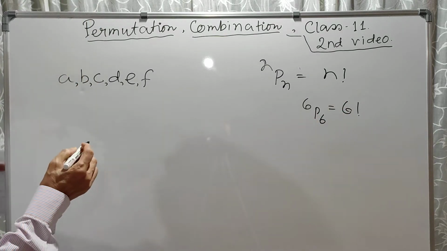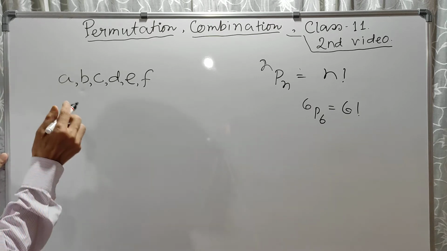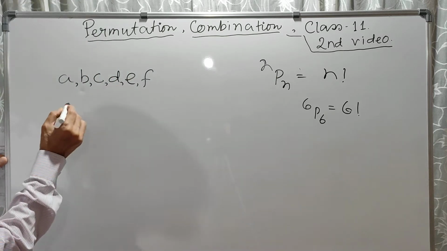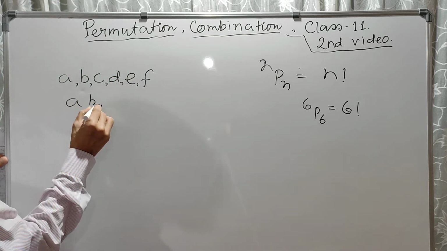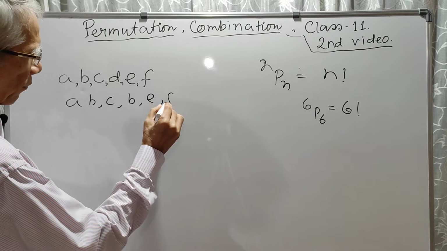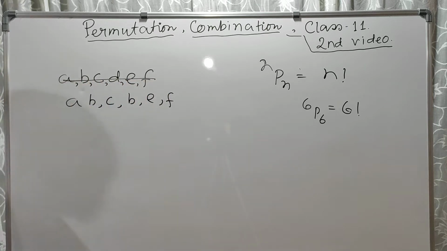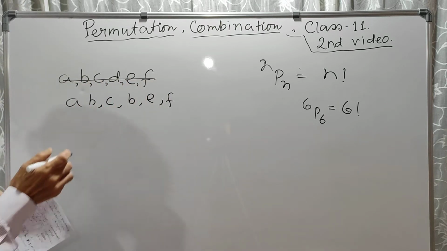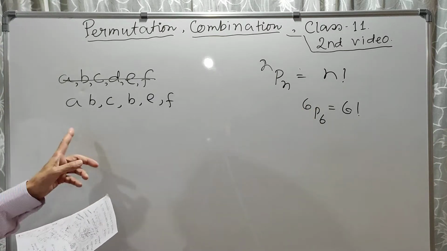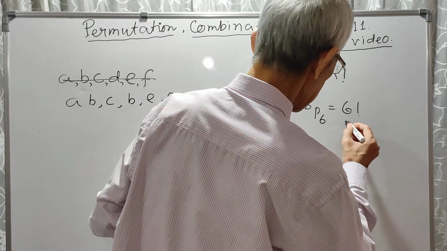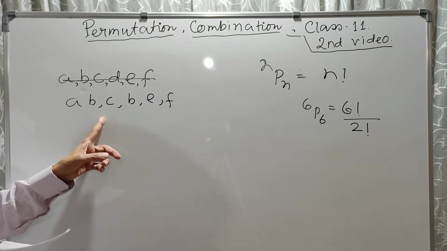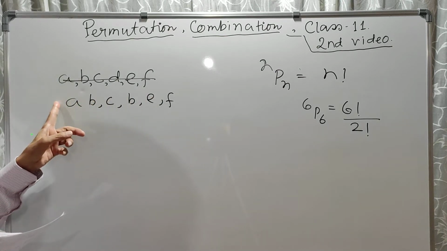Now suppose letters are repeated. Suppose instead of A, B, C, D, E, F, you have A, B, C, again B, E, F. So here you see B and B. This is repeated. Then it will not be 6 factorial, but it will be 6 factorial divided by 2 factorial.